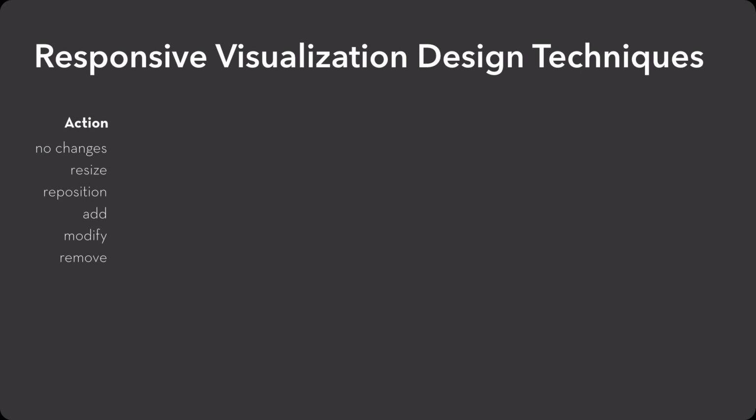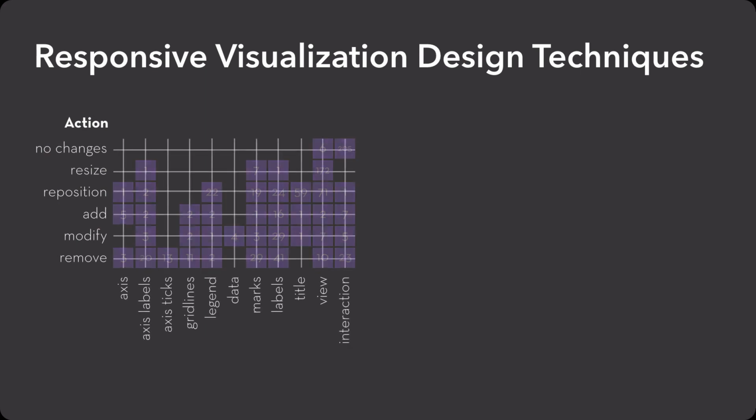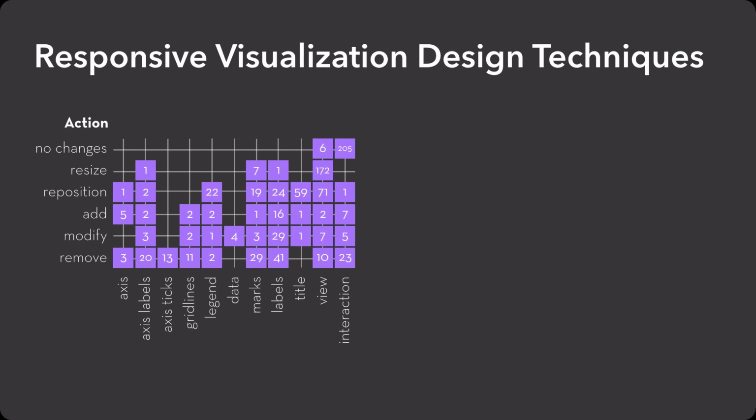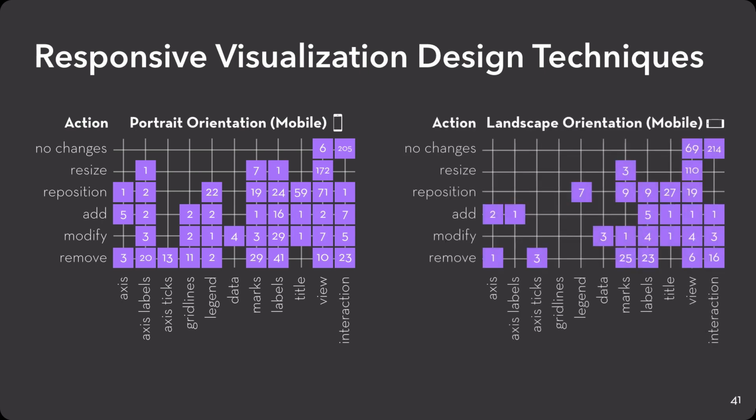Based on these open coding labels, we labeled each technique based on the type of editing action used and the visualization element to which it applies. We then counted the number of techniques that we saw across visualizations in our corpus. This grid shows the types of techniques used when adapting a desktop design to a mobile design in the portrait orientation. We also repeated this process to check for the changes in the visualization in the landscape orientation.